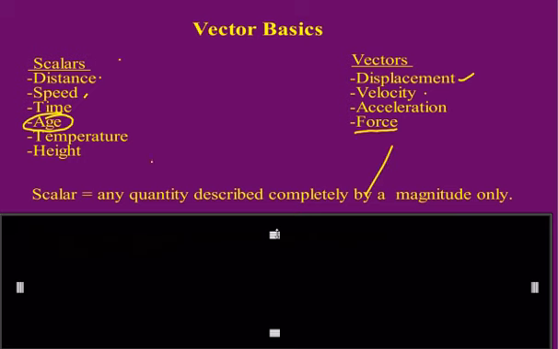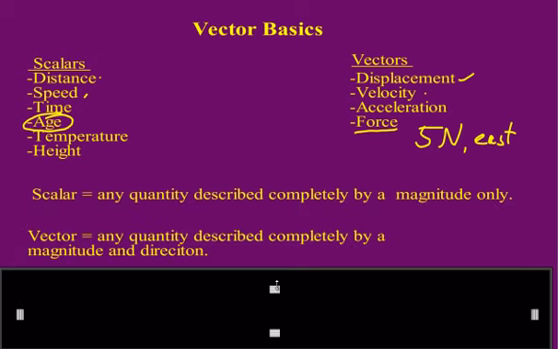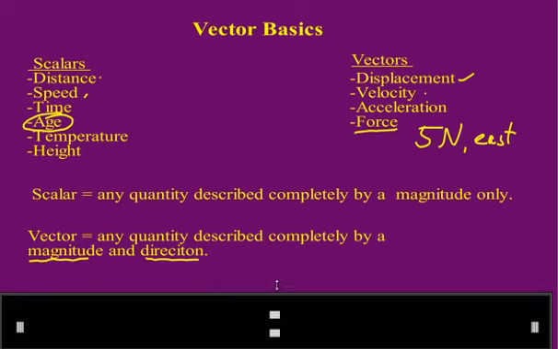However, on the other side over here, take, for example, a force. Not only do we want to know how hard you're pushing something, but we also want to know in which direction you're pushing. So, for example, this would be like 5 newtons east. In other words, a vector is a quantity that needs not only a magnitude, but also a direction. And let's fix the spelling here: direction.